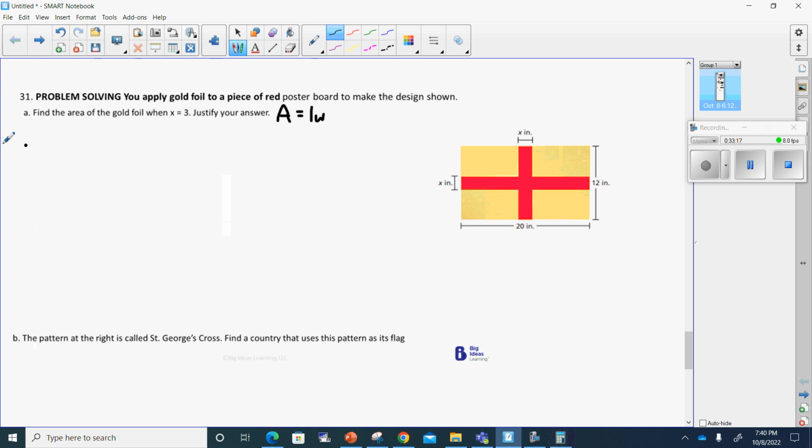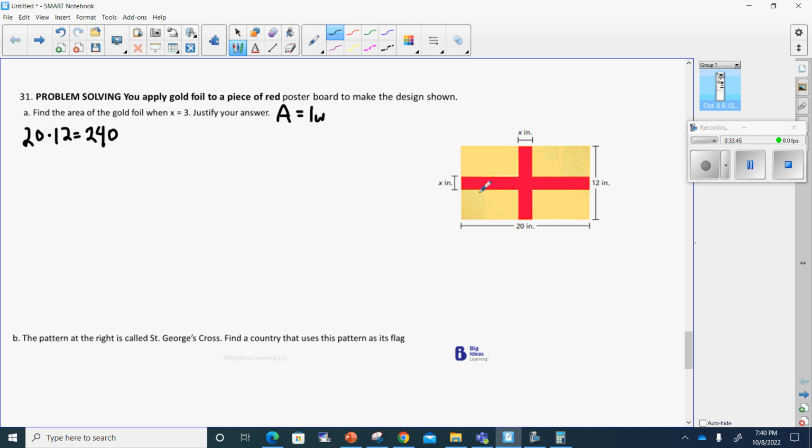So first I'm going to put that 20 times 12 equals 240. So that's the area of everything. Next, I've got to find how to subtract the red from it, right? Because it says find the area of the gold, only the gold part.